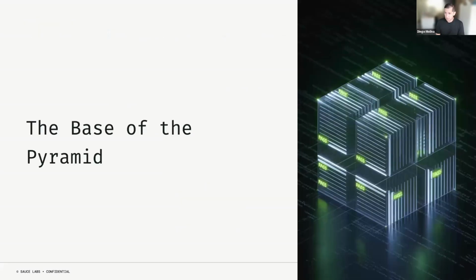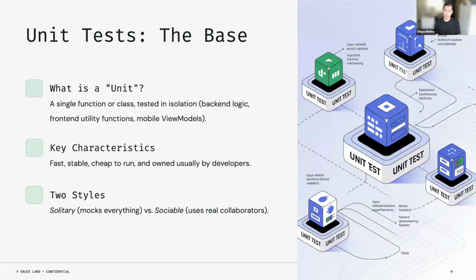So the base of the pyramid, which we all know hopefully, is unit tests, right? The idea of a unit test is that we have some logic that we test in isolation. It could be backend, it could be front end. It doesn't need to be only APIs and things like that. But the characteristics are that it's a small test, very fast, very stable, and most of the time these tests are owned by the developers.